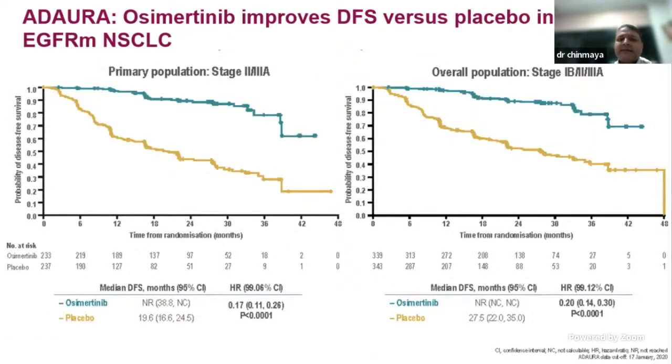When they analyze the disease-free survival from stage 2 to 3A, in the osimertinib arm the DFS is not reached versus 9.6 months with placebo, with a hazard ratio of 0.17. When they look at the overall population with all patients, including 1B, the hazard ratio is 0.2, and here also it is not reached.